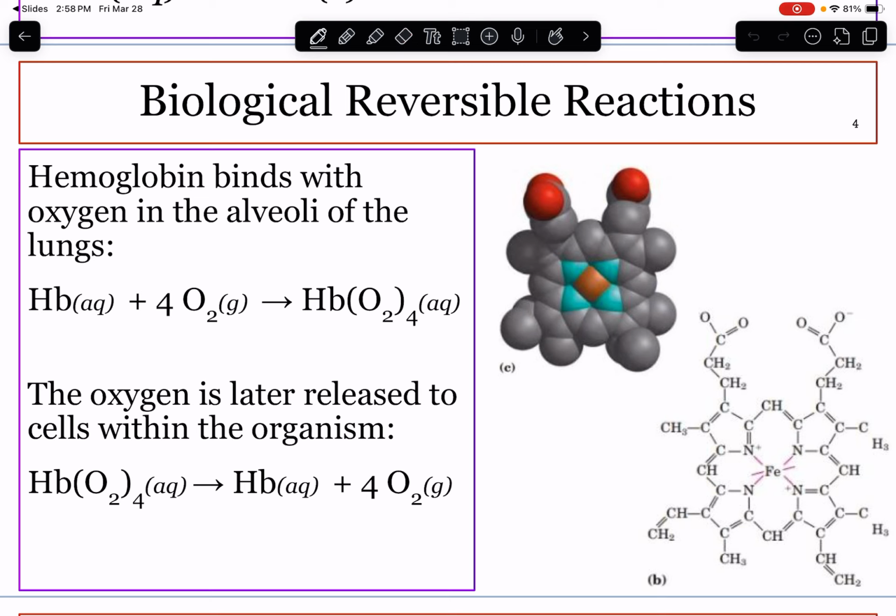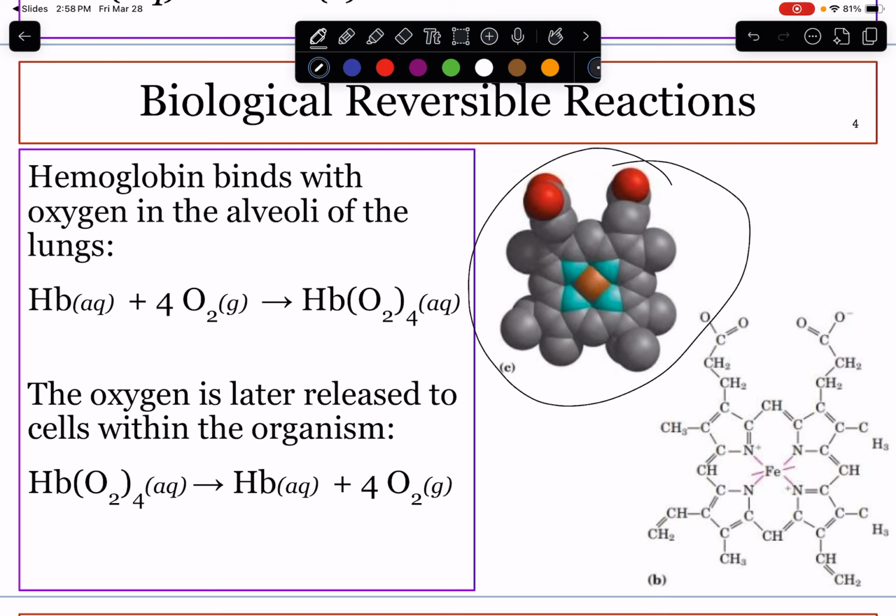This molecule here is hemoglobin, and I'm abbreviating it here as HB. In this chemical reaction, you can see that it reacts with 4 oxygen molecules and turns into something called oxyhemoglobin, which is the hemoglobin molecule with the 4 oxygens connected to it.